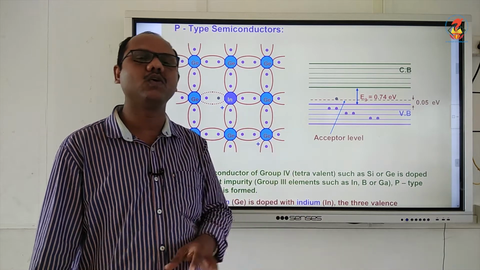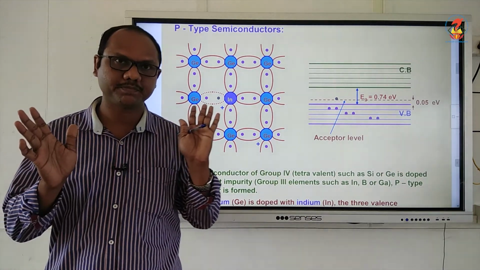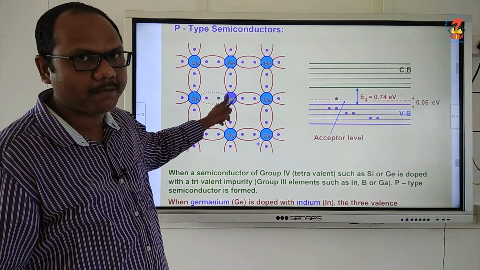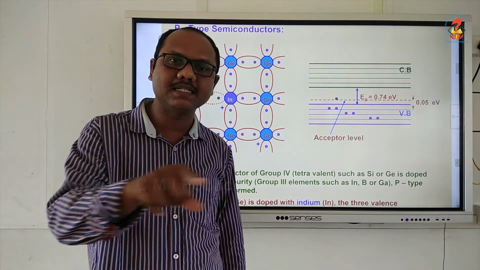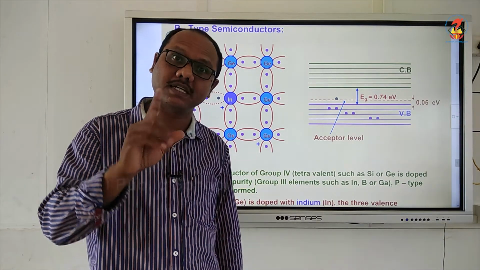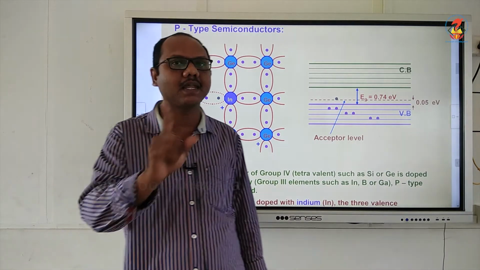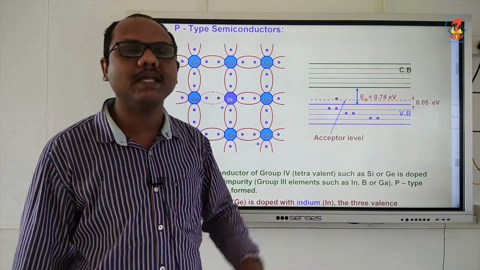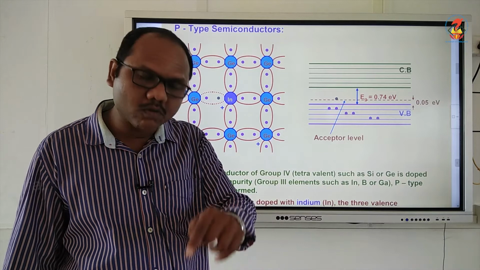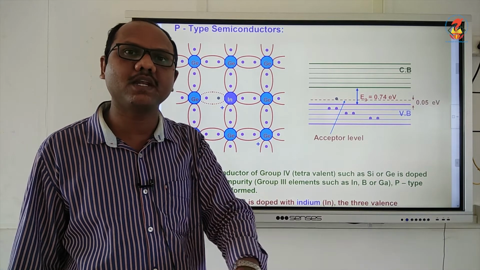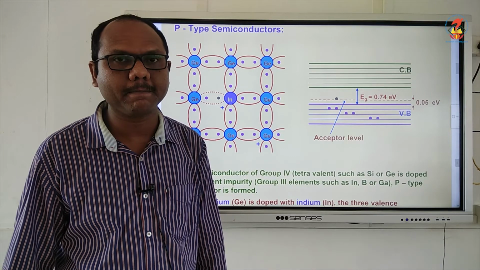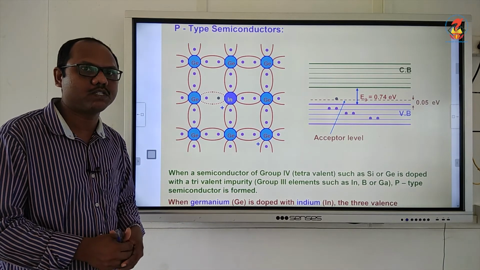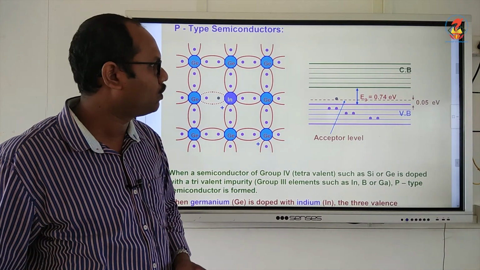Okay, this hole is actually responsible for conduction. Now remember, I just doped with one indium. How many holes did I create in the silicon covalent bond in the valence band? I created one hole. Similarly, if I dope with 1000 indium atoms, I can create 1000 holes in the valence band of the silicon-silicon bonding. So here we are creating holes in the covalent bond, in the valence band of the silicon-silicon bond.